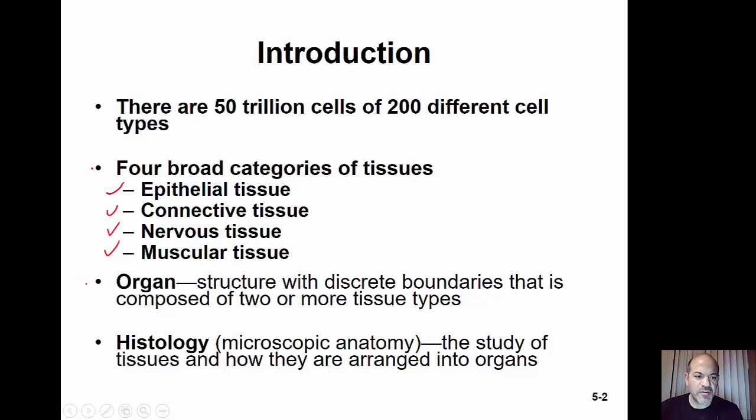Quick review of some other terminology. An organ, which is a structure with discrete boundaries that is composed of at least 2 tissue types. And then histology is a microscopic anatomy. It's a study of tissues and how they are arranged into organs.